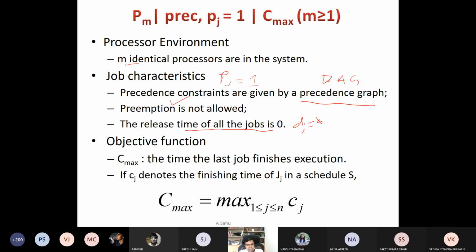Cmax means the time at which the last job finishes execution, and Cj denotes the finishing time of job j in schedule S. So Cmax is equal to the max of Cj over j equal to 1 to n. This is the completion time of job j, and we are trying to minimize the Cmax. The tasks are arranged in a DAG format with general precedence, all execution times are unit, preemption is not allowed, and there are m identical processors.